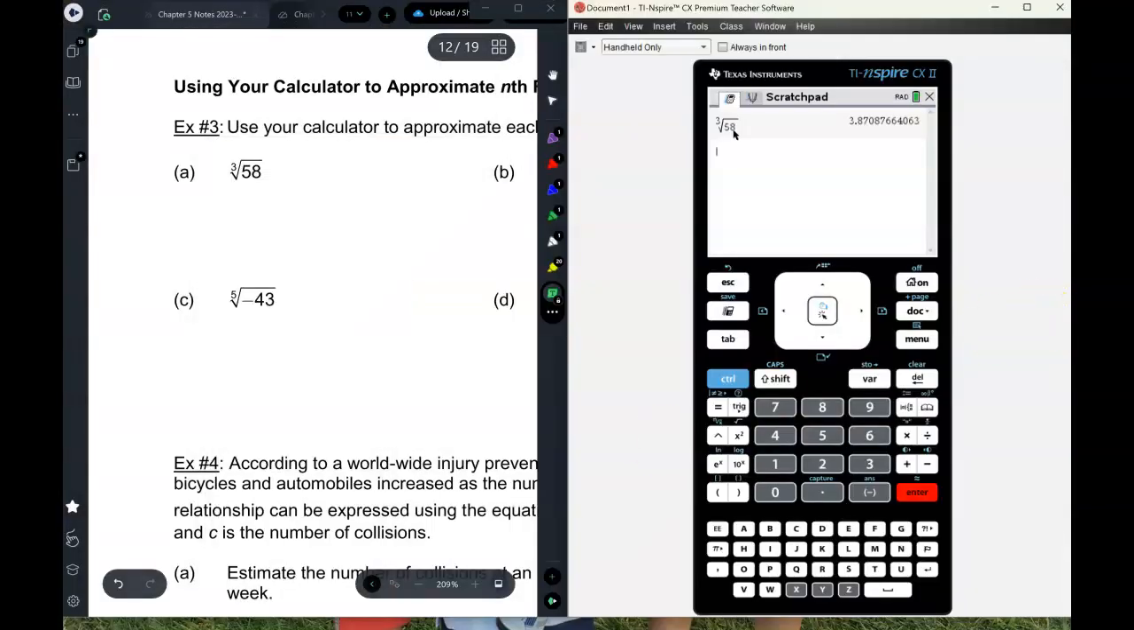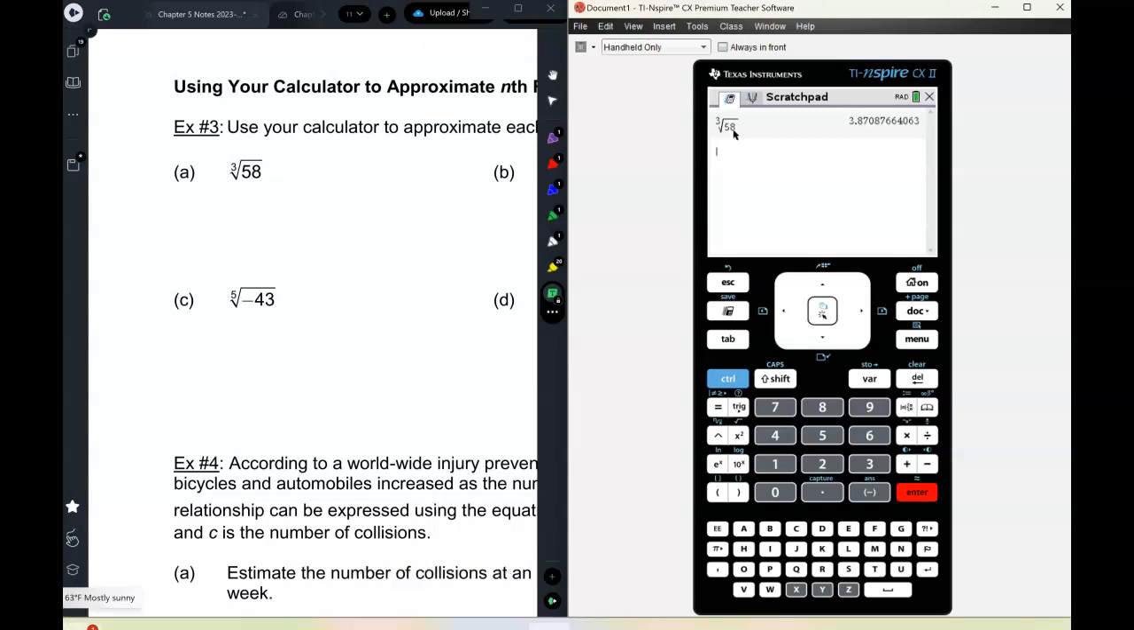So it says to approximate to 3 decimal places. So we're going to say this is approximately equal to 3.871. Okay?